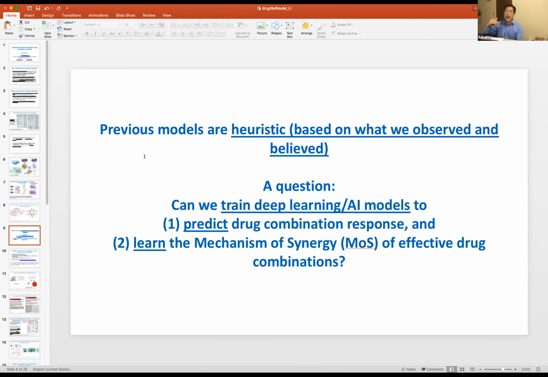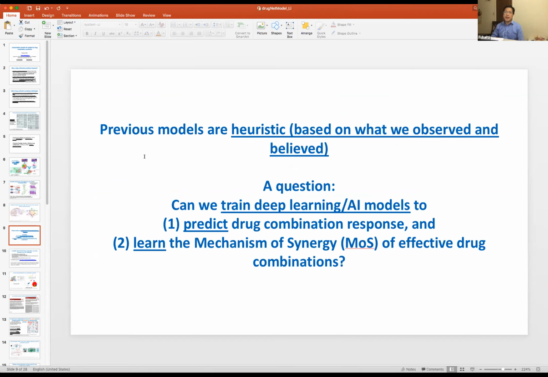With all these few examples, we want to see whether these examples are heuristic. So based on what we believe and what we observed, the basic idea is that we try to identify drugs that target different parts of the signal network of the disease.